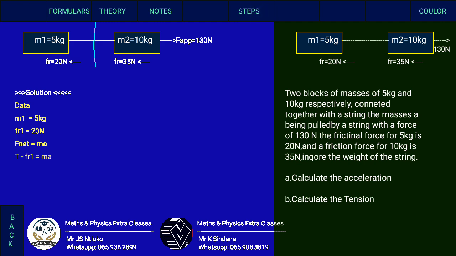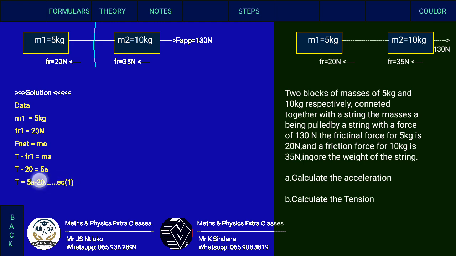And then after writing the F net, write tension here, because your free body diagram has to show these forces. So you're going to have a force for frictional force, a force for tensional force, and then go to MA. And then you're going to substitute this one. Substituting 20 because your frictional force is 20, and then substituting the M because your mass is 5. Then you're going to take 20 to the other side, and then make T the subject of the formula. Then you call this equation 1.